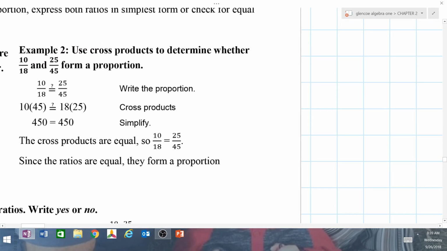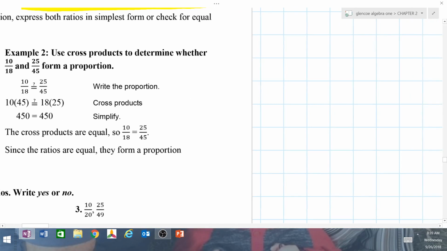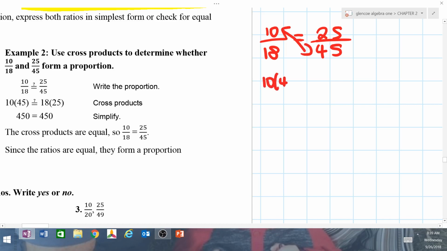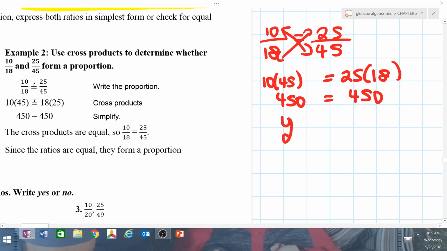So if we want to determine if 10 over 18 and 25 over 45 form a proportion, we have 10 over 18 equals 25 over 45. When we use cross products, or cross multiply, you multiply the top left with the bottom right, 10 times 45, which is 450, equals 25 times 18, which is also 450. If they are equal, then your answer would be yes, they form a proportion.